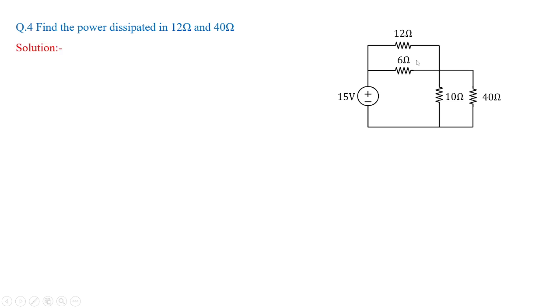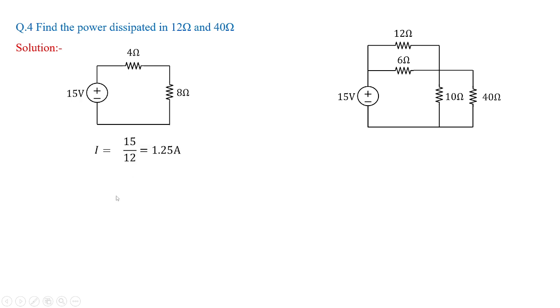So if at all I go for the quick solution, I have 15 volts as a source voltage. The combination of 12 parallel to 6 gives us the value as 4 ohms, and 10 with 40 will give you the value as 8 ohms. So for this, if at all I calculate the current which is flowing from the source voltage in clockwise direction, I'm going to get 1.25 amperes.